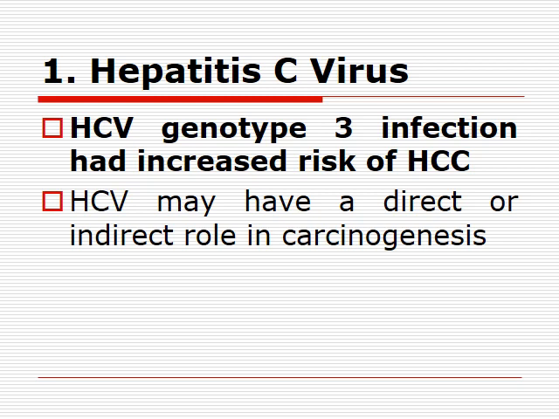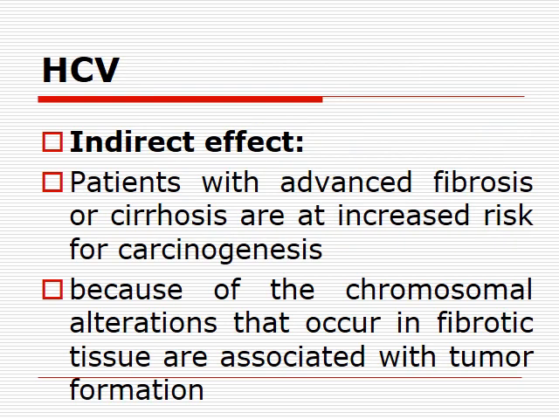Hepatitis C virus may have a direct or indirect effect in carcinogenesis. Start with indirect, which is more common. Patients with advanced fibrosis or cirrhosis are at increased risk for carcinogenesis because of the chromosomal alteration that occurs in the fibrotic tissue. The chromosomal alteration in fibrotic tissue leads to tumor formation.